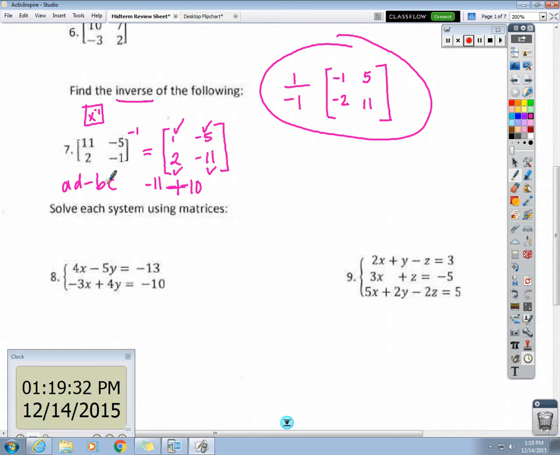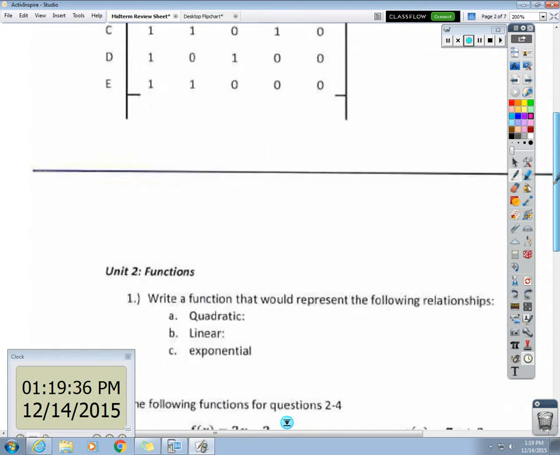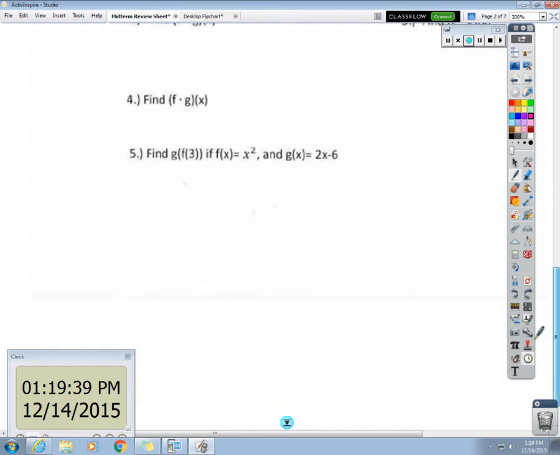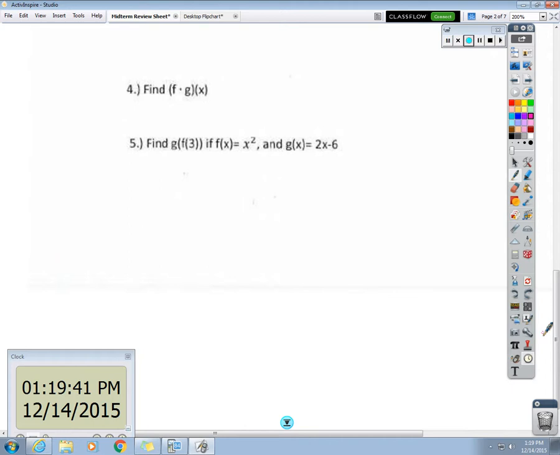Okay, now the second problem that I came to as I was working through the actual midterm, and felt like we needed to go more in depth with, is on page 2, number 5. So flip to page 2, go down to number 5. Okay, so for this one it says find g of f of 3 if f of x equals x squared and g of x equals 2x minus 6. So we just plugged in the 3 into the f function. 3 squared is 9. Then we took that 9 and plugged it into the g function. 2 times 9 is 18, minus 6 is 12.